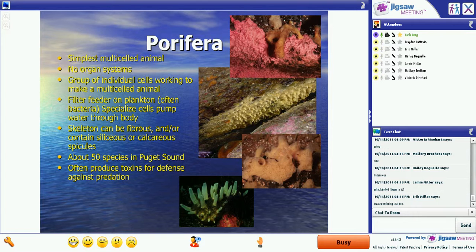Let's take a look at our first phyla, which is Porifera. Do I have a volunteer of anyone who would like to read this slide for me? Go right ahead. Oh boy, Brayden, you're first. Go right ahead.